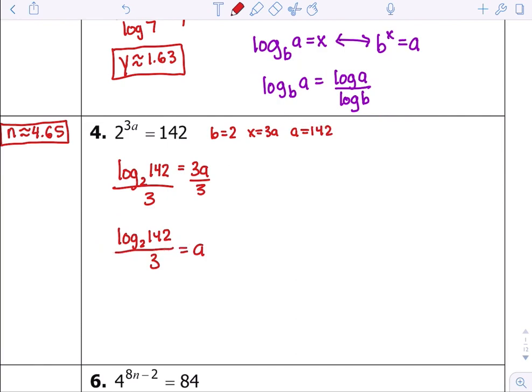So log of 142 over log of 2, and you divide that whole thing by 3, which is going to equal a. In your calculator, do log of 142 divided by log of 2, which is around 7.1497, and then divide that by 3. You're going to get a is roughly around 2.38.